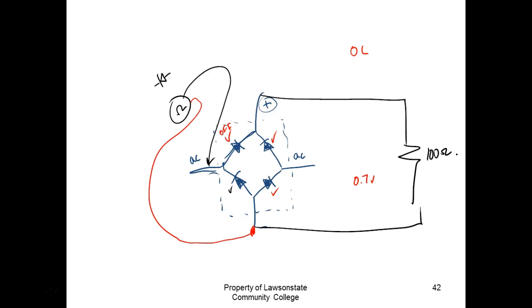So this is a full wave bridge rectifier. You need to know the names of these circuits, right? So we have a half wave rectifier, and then we have two types of full wave. We have a full wave center tap, and then we have a what? Full wave bridge.